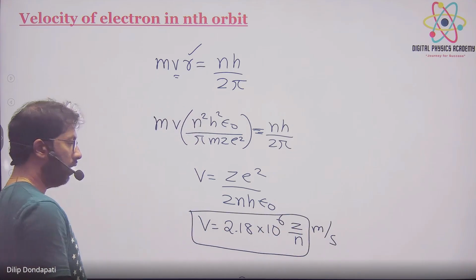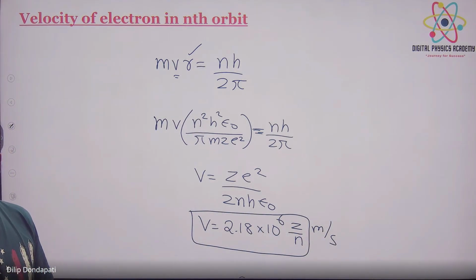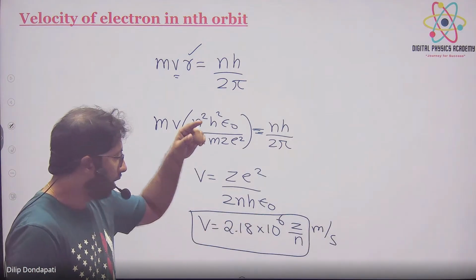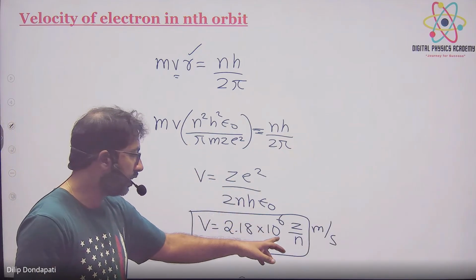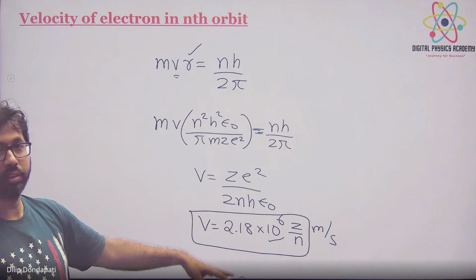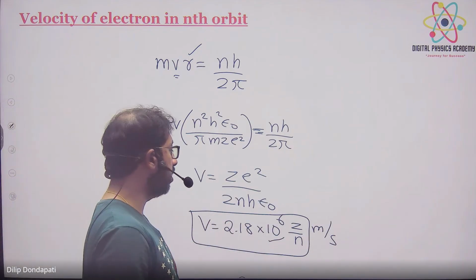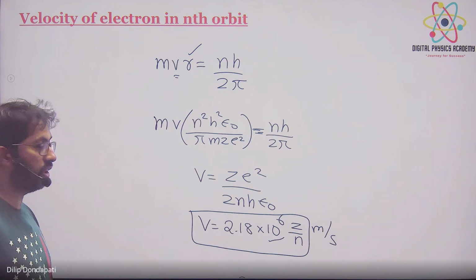Velocity is 2.18 into 10 power of 6. How can we remember this one? Because electron generally moves with near to the light speed. देखो 10 power of 6 में रहेगा. That is 10 power 8, right? 10 power of 6. So 2.18 in 10 power of 6 meters Z by n is a velocity.